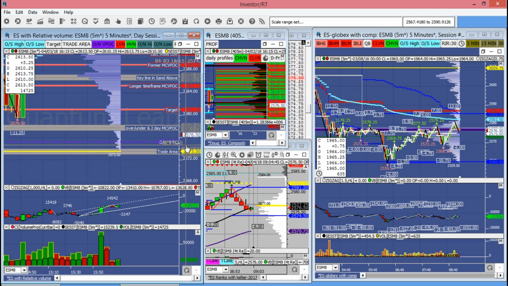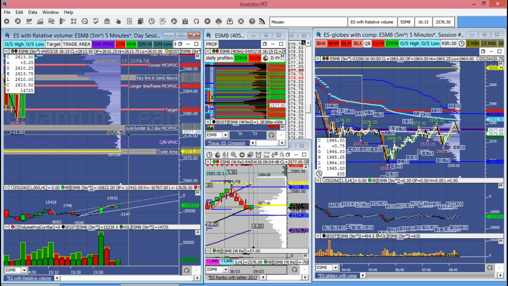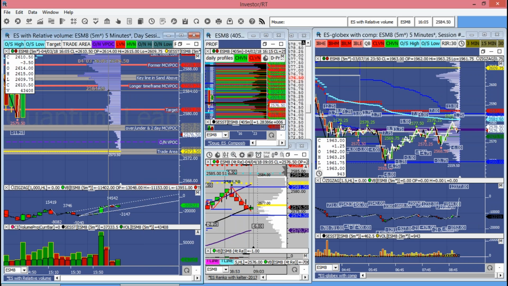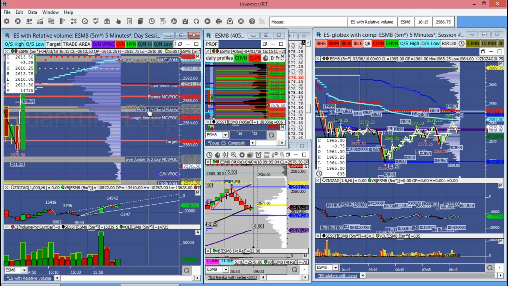those possibilities. Now, we're going to open up in range. My over-under line is going to be the 2-day microcomposite. Above it, I'm looking for a move up into the 81 and a push to that microcomposite VPOC on the longer time frame up here in the 85. And of course, if we get above the 2586.75, which is the 6-day value area low, then I'm looking for the push up into the 91s.